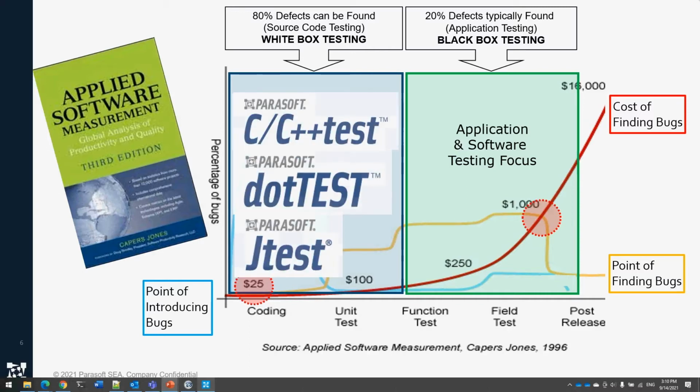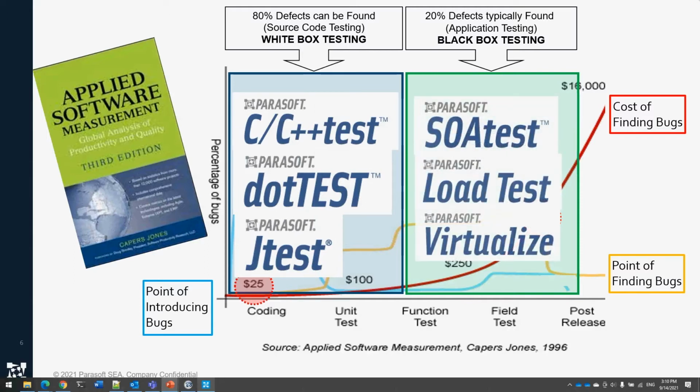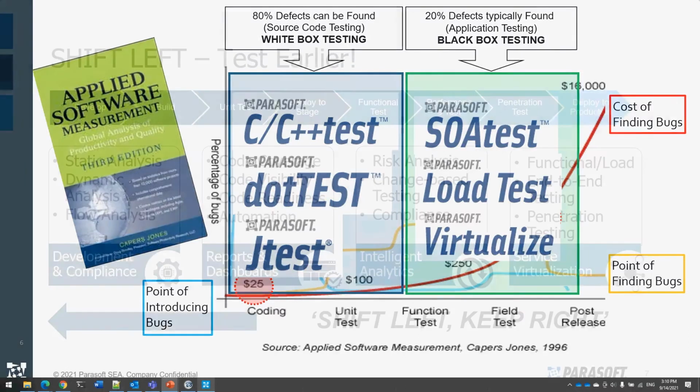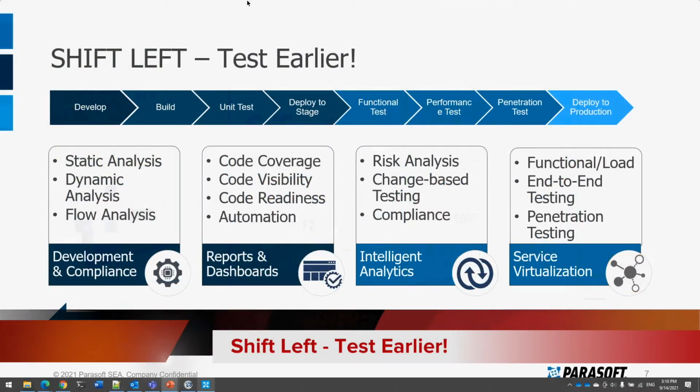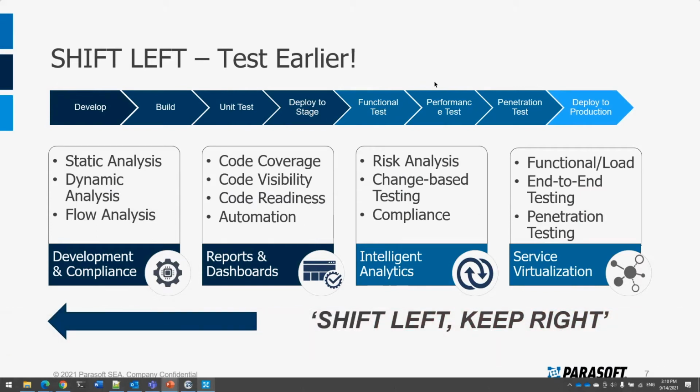So we have a wide range of offerings covering both white box and black box testing areas. However, today we are going to focus on the black box testing area, which is Parasoft Virtualize. It's one of our solutions. We have a few mottos here. The first thing is shift left, test earlier, like I mentioned. Test earlier, and it will be cheaper if anything goes wrong.